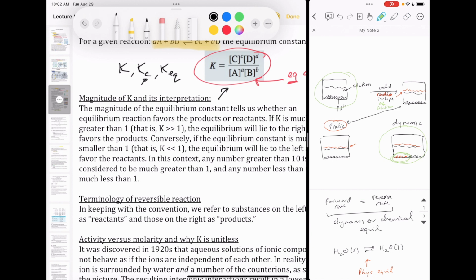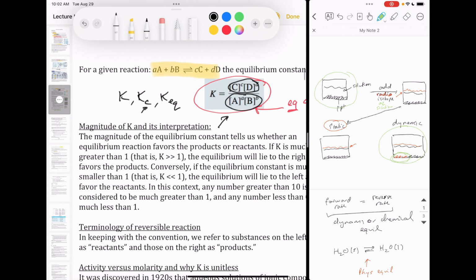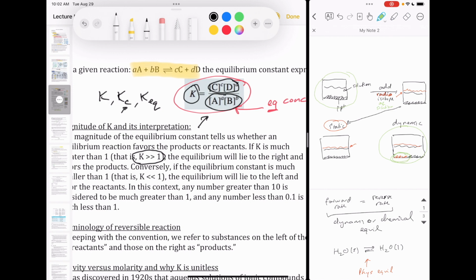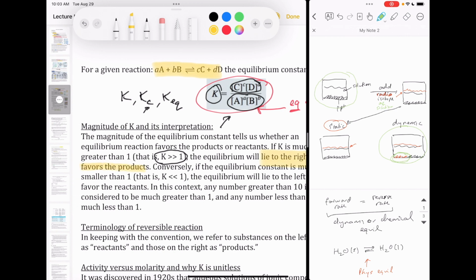So you can see that K is a ratio of product concentrations to reactant concentrations. Products on the numerator and reactants in the denominator. That means that if the value of K is really large, so much bigger than 1, that tells us that there must be a lot of product and very little reactant at equilibrium. We would say that when K is much larger than 1, the equilibrium will lie to the right, which just means that it's very much on the product side and favors the product, okay?